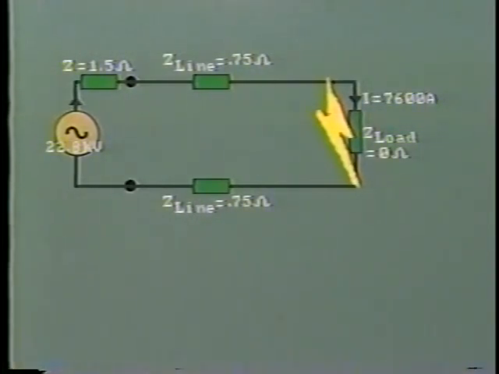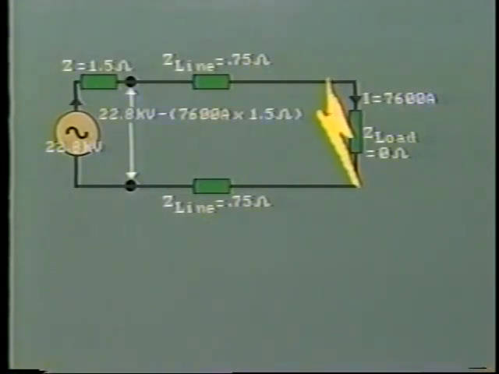And what about the voltage throughout the system? Well, as we consider the short circuit to contain no impedance at all, the voltage across the load will now be 0. And at this point, at the beginning of the line, voltage will be 22.8 kV, the internal generator voltage, minus the voltage drop across the generator impedance. That is 22.8 kV minus 7,600 amps times 1.5 ohms equals 11.4 kV.